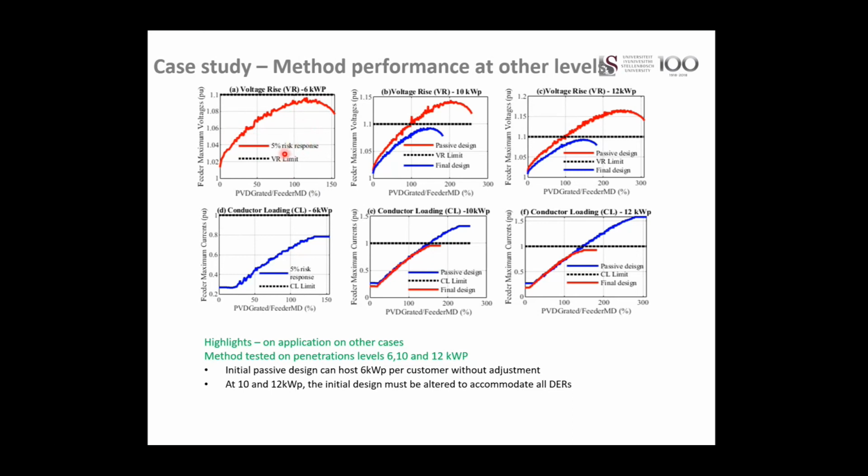But because of the risk that we had inculcated in our initial passive design, your feeder can accommodate a given level of PV. But as you increase your PV penetration per customer, your PV capacity per customer, your need for resizing also increases. So, several highlights: as I've said, you can see that there is a capacity which your feeder can actually host without needing adjustment, and beyond certain points, your initial design will be altered to accommodate your required DERs.